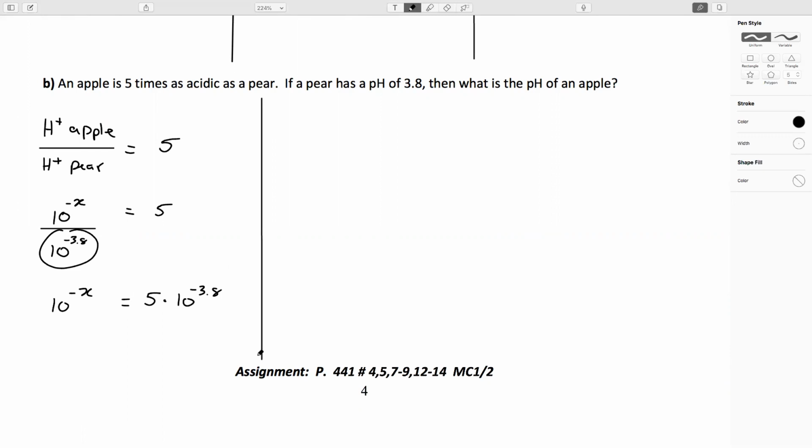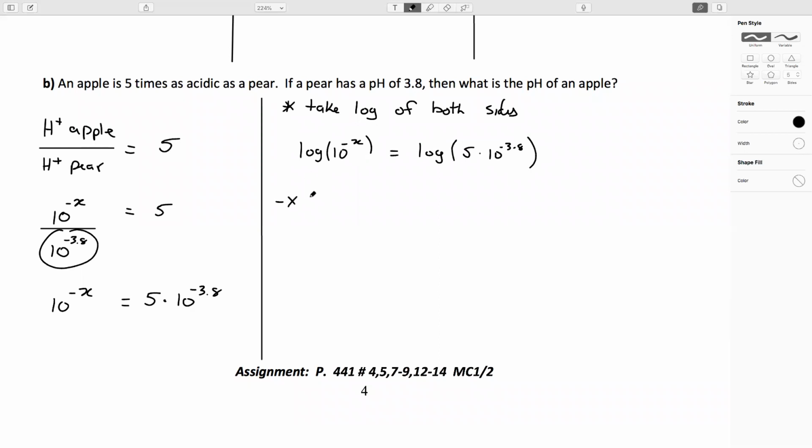And now I can take the log of both sides. This is something we haven't done before. Take log of both sides. If you want, you can turn this into a decimal, but I'm going to leave it as is. So log of 10 to the minus x equals log of 5 times 10 to the minus 3.8. I can move the x out of my exponent. Minus x log base 10, or log of 10, equals log of 5 times 10 to the minus 3.8.